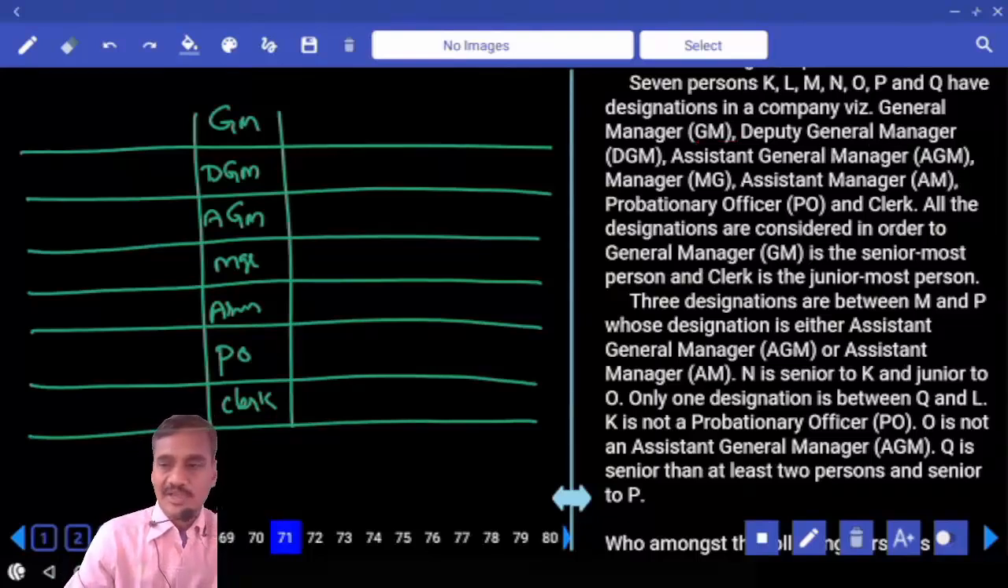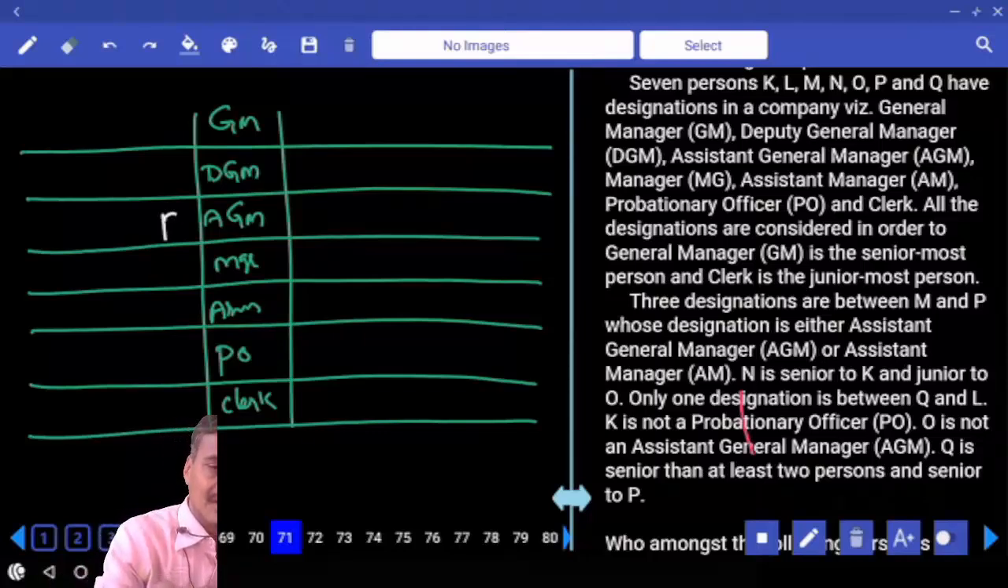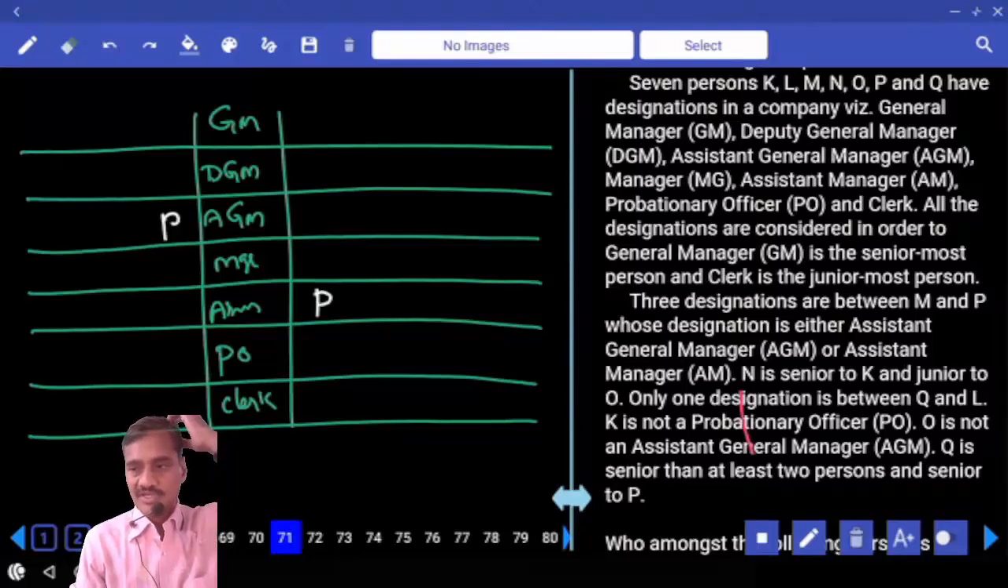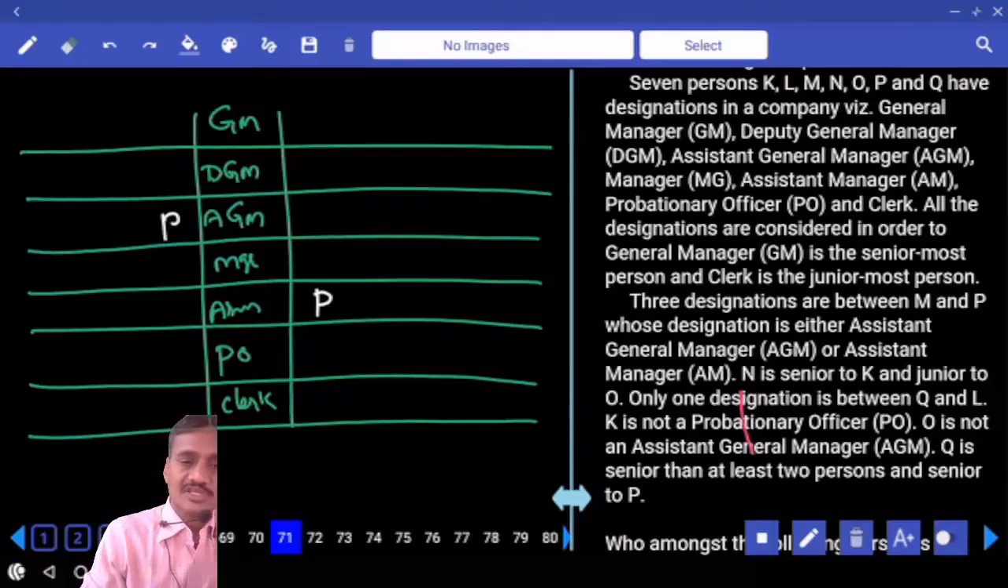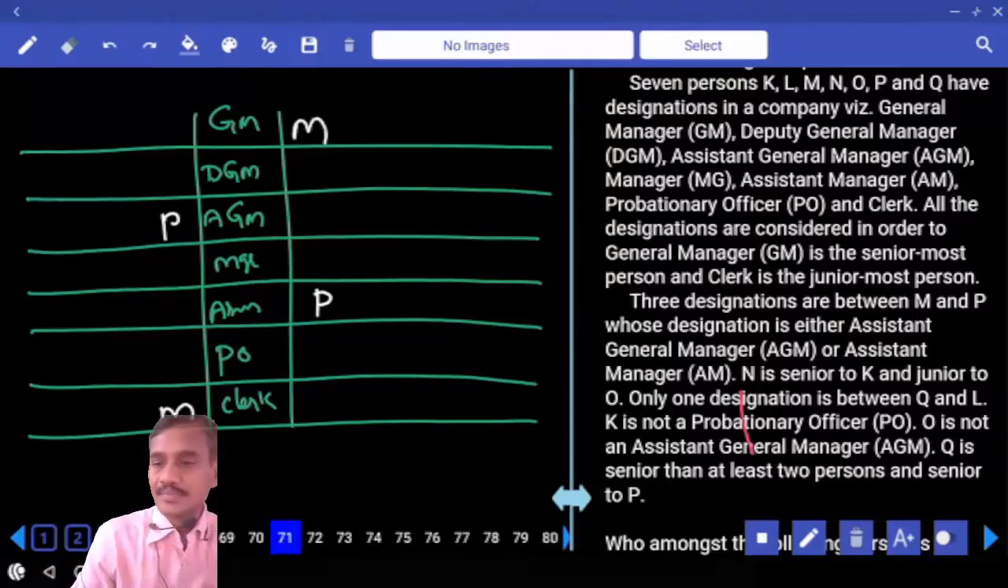Then coming back to this one: 3 designations are between M and P, whose designation is either assistant general manager or assistant manager. Now P is assistant general manager, or what is the other thing we have? Assistant manager. 3 designations are between M and P, and P's designation is either AGM or AM. With 3 designations in between these two, 1, 2, 3, M is at this place, and in the second case M must be here.